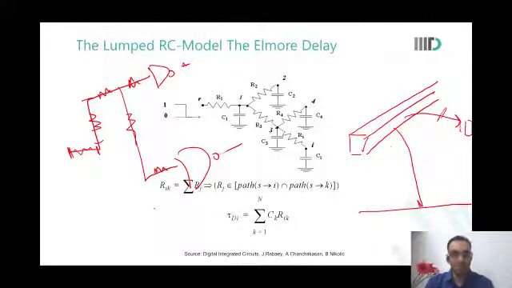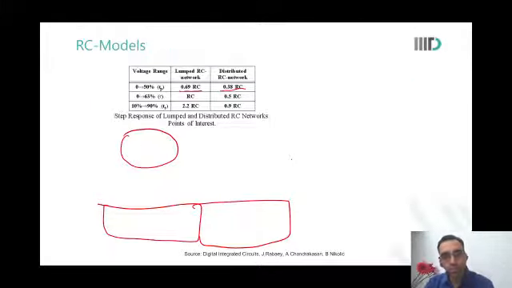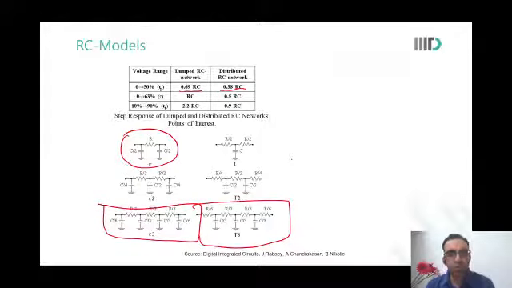Yeah. So I understand how in a distributed RC network you will have that specific delay of 0.38 RC. But how did we arrive at 0.69 RC for the lumped RC network? Yeah, we simply calculated and analyzed it.